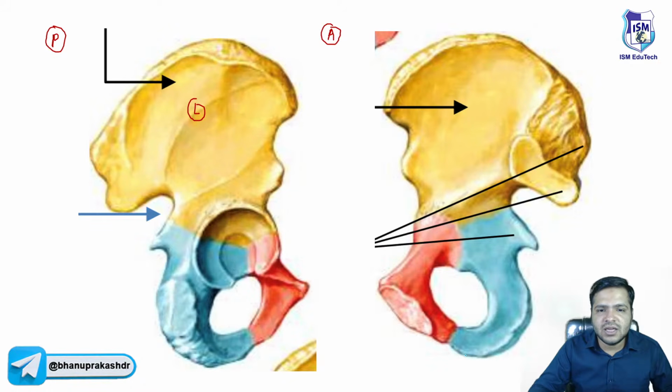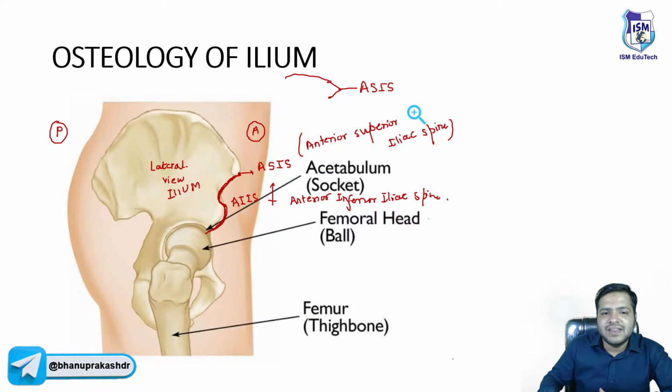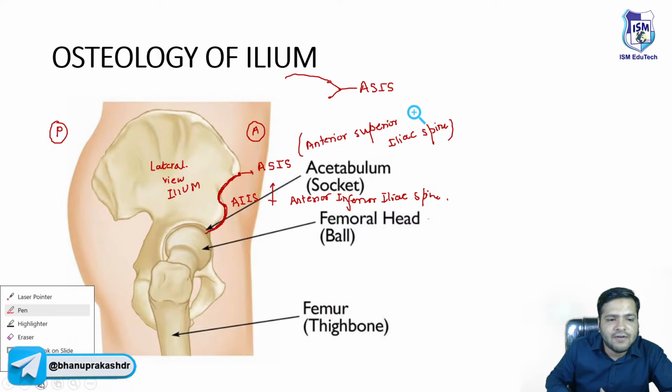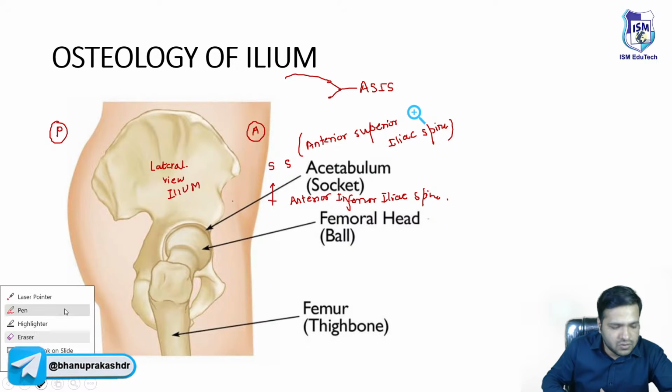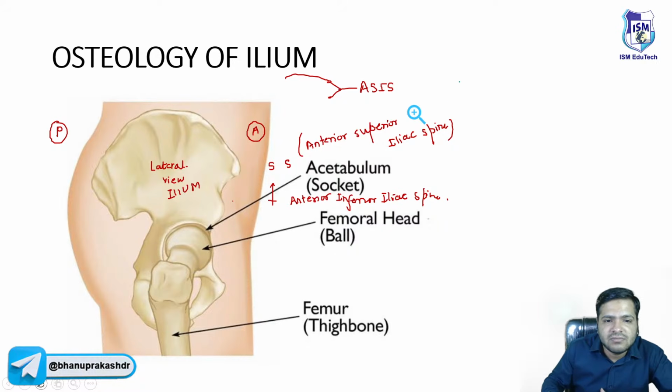अगर मैं तुमको यहाँ पे दिखाने की कोशिश करूं बेटा, तो एंटीरियर सुपीरियर इलियाक स्पाइन. ये स्पाइन लाइक प्रोजेक्शन है. एंटीरियर सुपीरियर इलियाक स्पाइन हो गया, ये एंटीरियर इंफीरियर इलियाक स्पाइन हो गया, और ये बीच में एक नोच बना रहा है, और ये नीचे जाके कहाँ एंड हो रहा है? एसिटाबुलम पे. तो एंटीरियर इंफीरियर पे एक मसल देखने को मिलती है, दैट इज कॉल्ड एज द रेक्टस फेमोरिस.